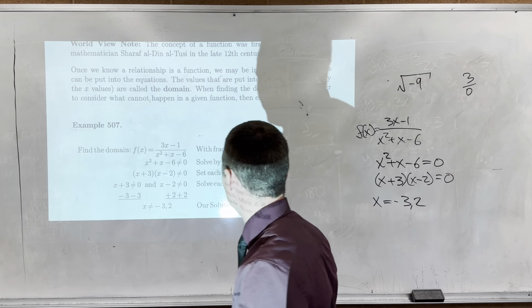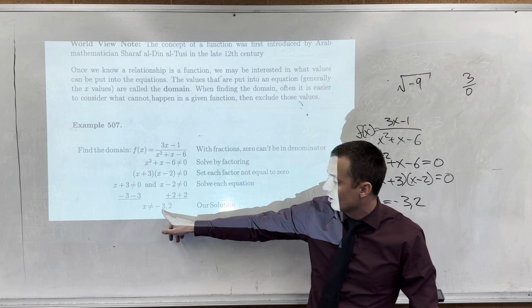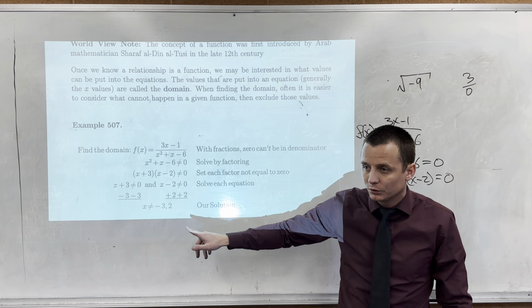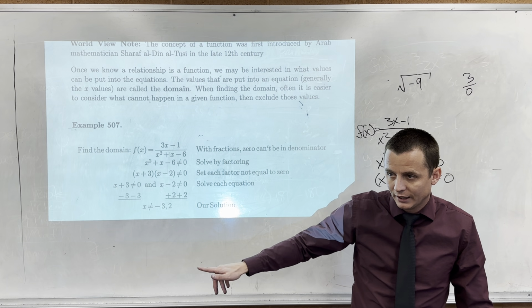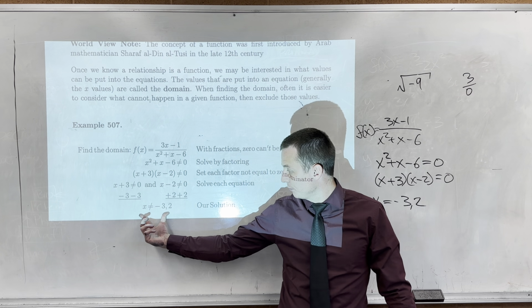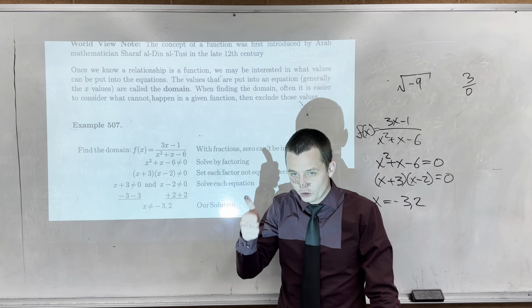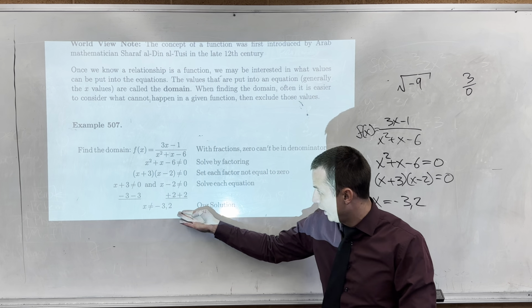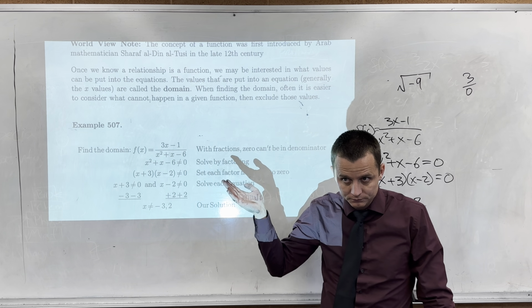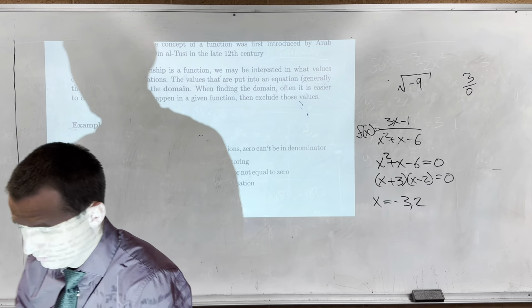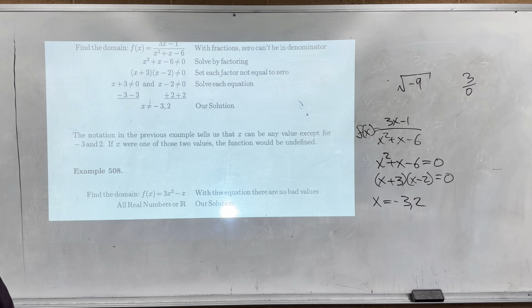So our solution is all the numbers where x is not equal to -3 and x is not equal to 2. That's what that's saying. Any number except for -3 and 2 is good. These are the only numbers that break this function. Make sense? Let's try another example.